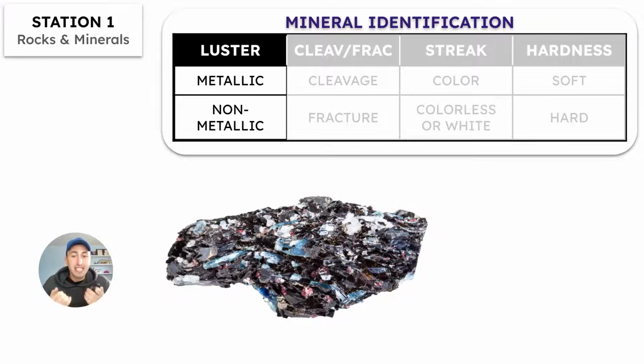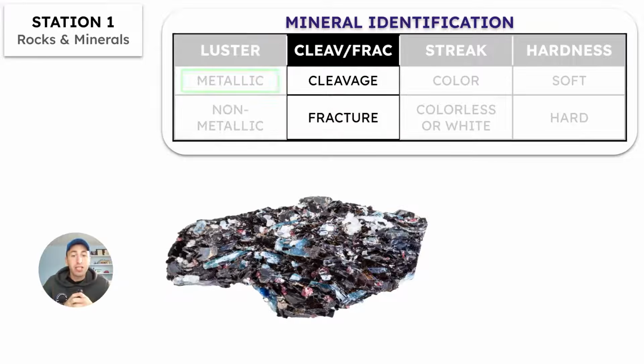So first, this is a metallic luster. It has this metal look, so therefore it's called metallic. It also has fracture because, again, it does not have the sides. It doesn't have like the flat sides. It fractures in all directions, so therefore this is called fracture.